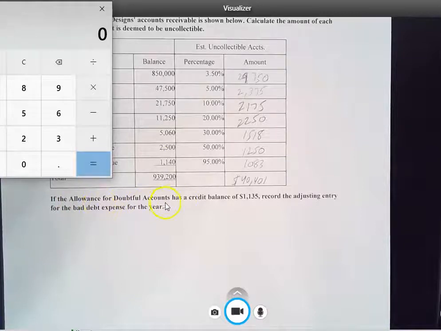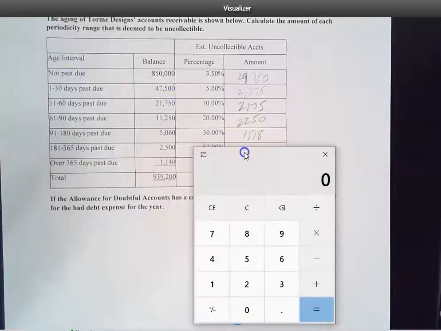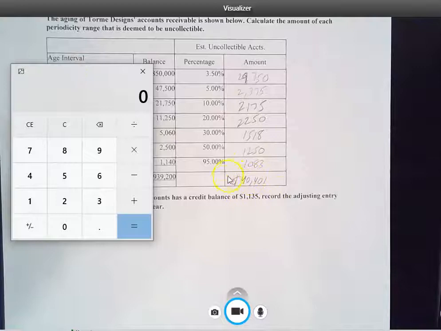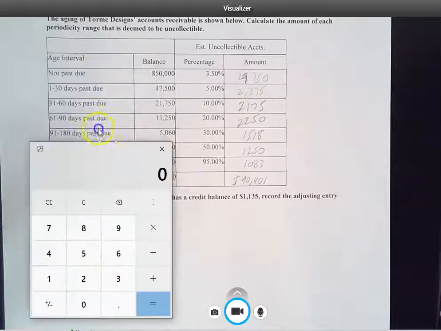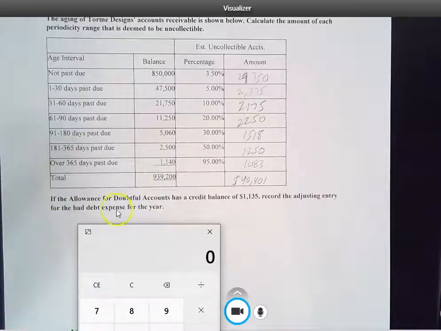It says if the allowance for doubtful accounts has a credit balance of 1,135, record the adjusting entry. Well, let's think about that for a moment. Aging. When we see this word aging, and then of course we're using an analysis method here with this table, what we're saying is that this $40,401 is precisely the amount that we want to start off with for the next period on our balance sheet. So if we were to, it says record the adjusting entry for bad debt expense for the year.